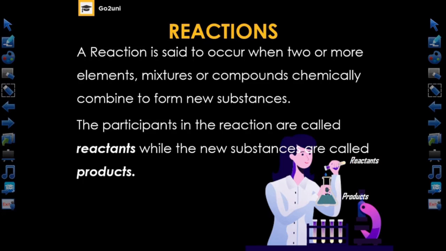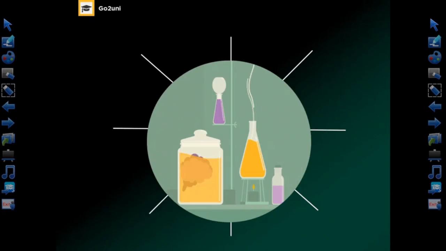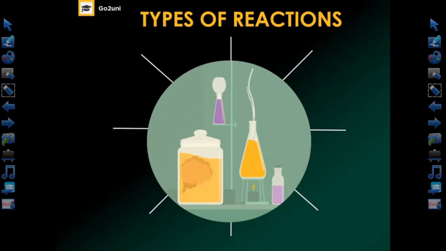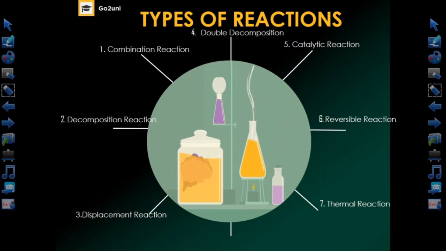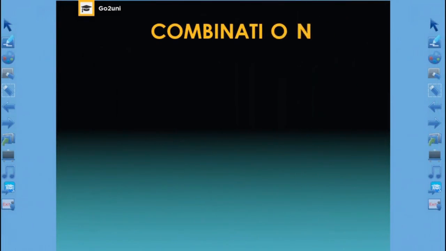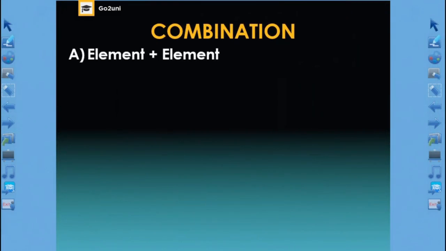Still talking about reactions now, it is worthy to know that there are different types of reactions in chemistry. These reactions include combination, decomposition reaction, displacement reaction, double decomposition reaction, catalytic reaction, reversible reaction, thermal reaction, and lastly, oxidation reduction reaction, which is also called redox reaction. Let us therefore take a look at these types of reactions one after the other. The first we shall be talking about is combination reaction.